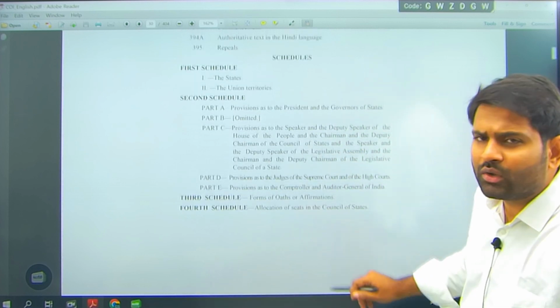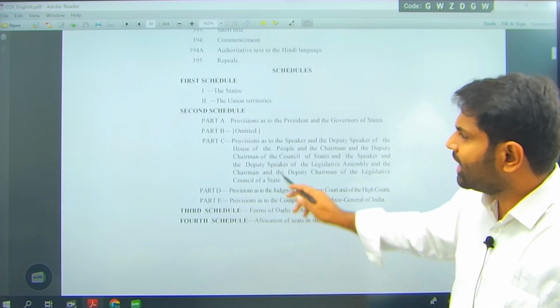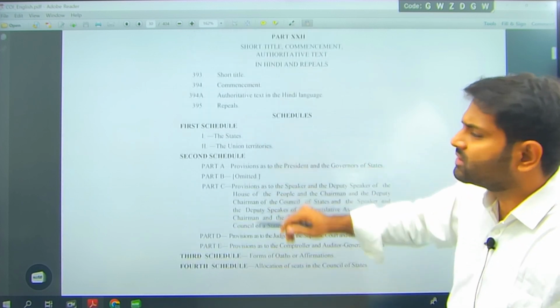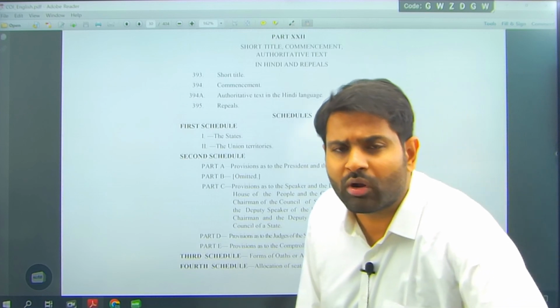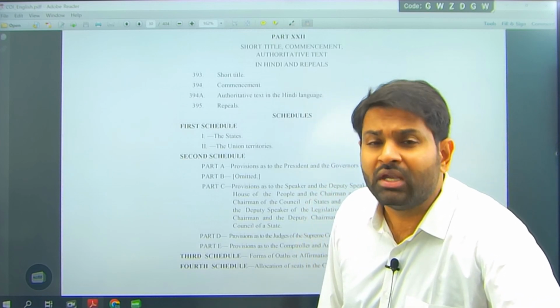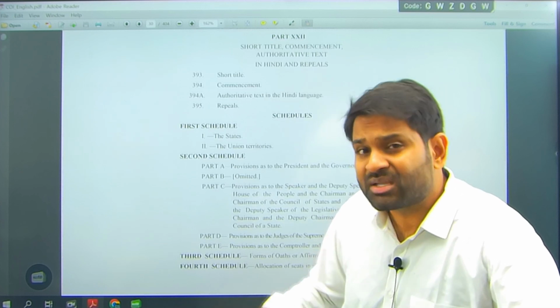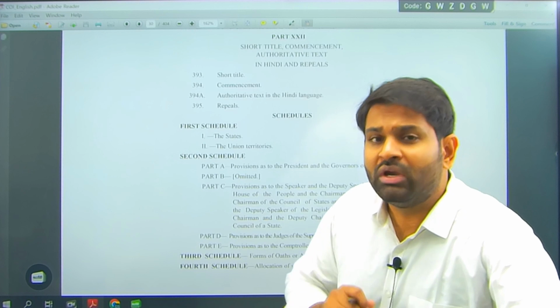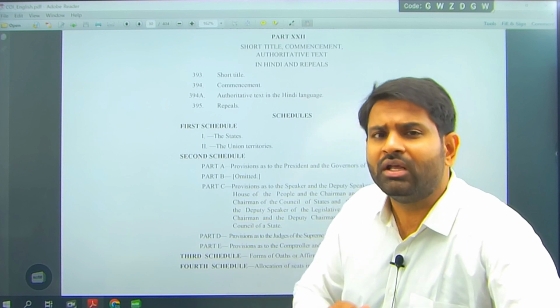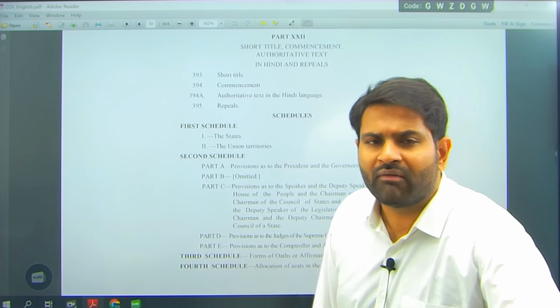Then we have the 4th schedule, allocation of seats in Rajya Sabha, the 3rd schedule, oath and affirmations, the 2nd schedule, salaries, and the 1st schedule, union and territory. These are the schedules. So we have 12 schedules and we saw 22 parts. We actually have 25 parts, but the last part is the 22nd part. So you now know the 25 parts and 12 schedules of the Indian Constitution. I hope you have clarity on this.